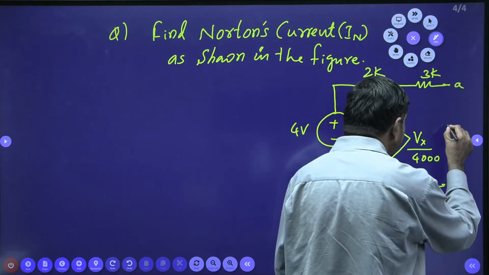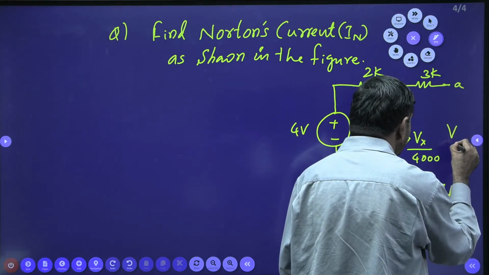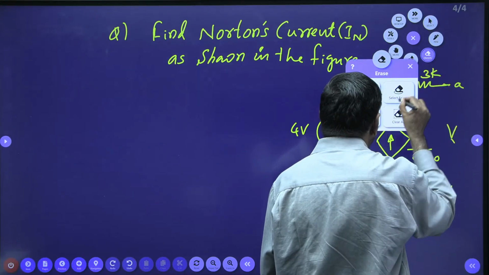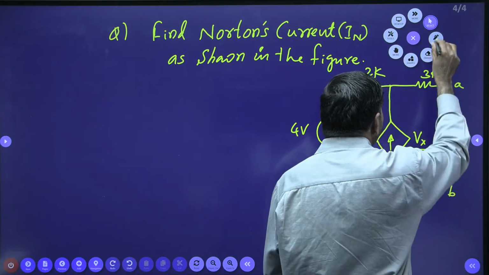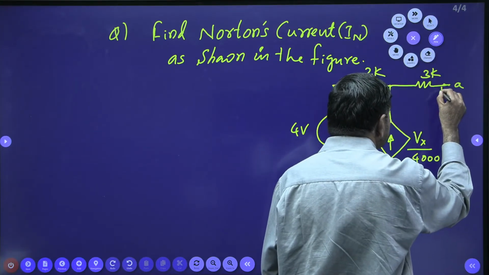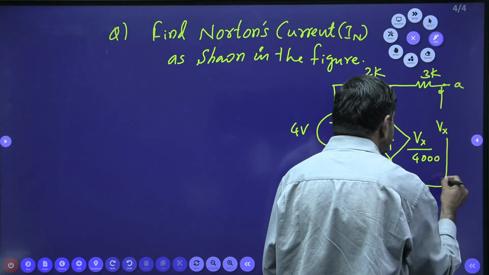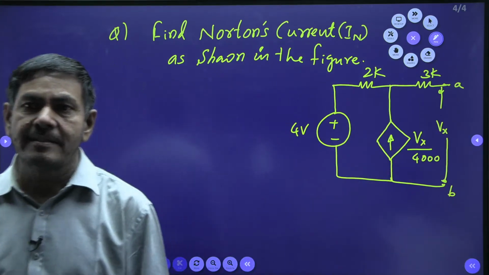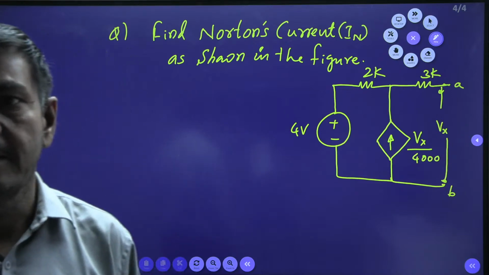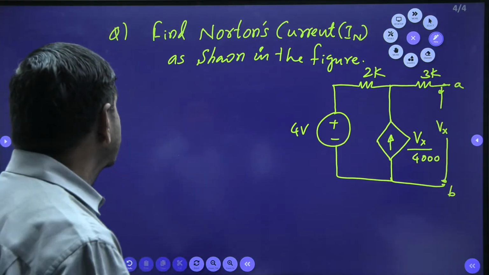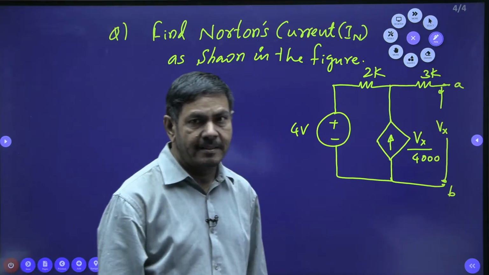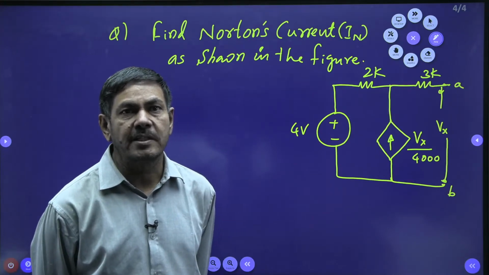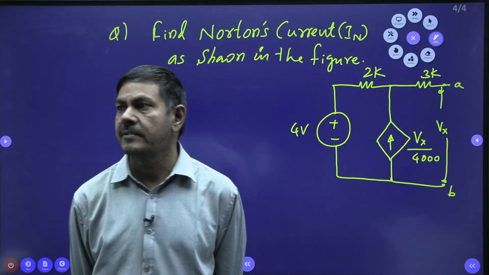The voltage across AB is Vx, because this current source depends upon this Vx. You try to find the IN value, for which Norton's current IN is required. To find IN, AB must be shorted, then you measure. But I want to give you time. Please make an effort to get the answer.